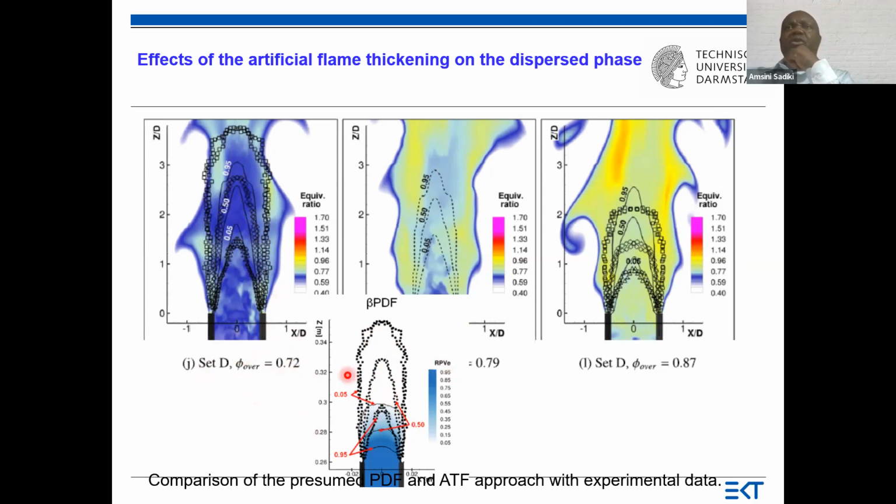And for the other flame, we didn't do it with the beta PDF. So this means that this effect is already there. And if we would like to get correct results, we have to account for this effect. And here we compare with the experimental data too. So we see that the result is also very, very encouraging.